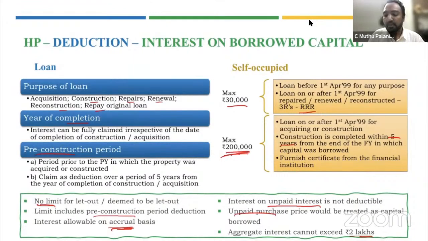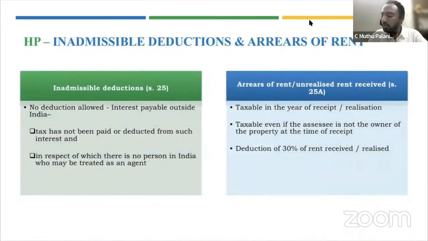These are the key things that you need to keep in mind when it comes to your loan deductions, interest deductions. And there are certain things called inadmissible deductions. Basically, when there is interest payable outside India, when I borrowed a loan from outside India, I need to pay interest on which I have not complied with TDS. If there is non-compliance on TDS, then automatically I cannot claim that interest. However, for exam perspective, you can skip this.